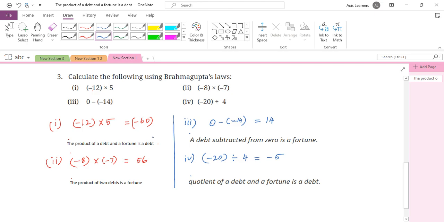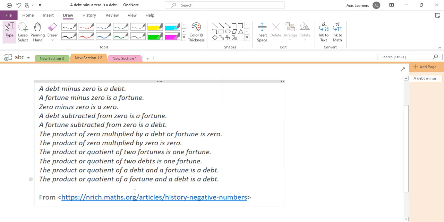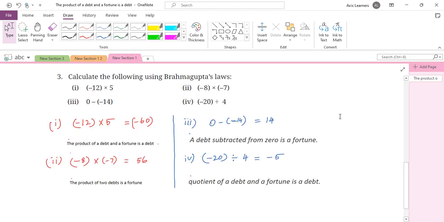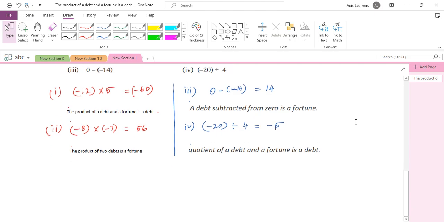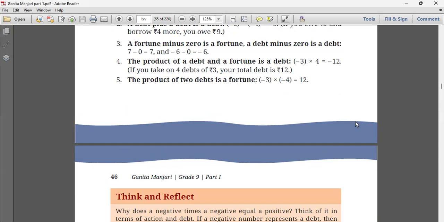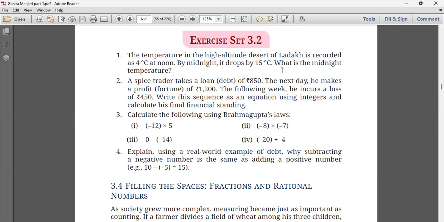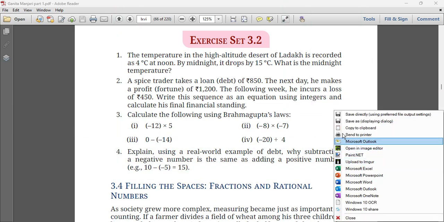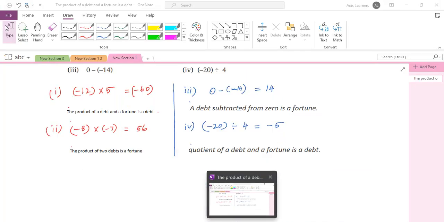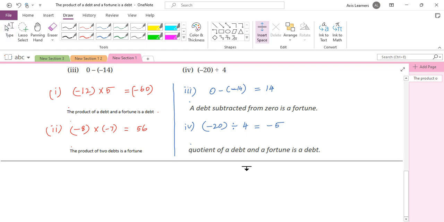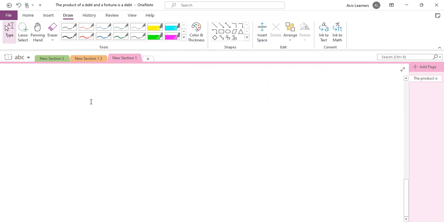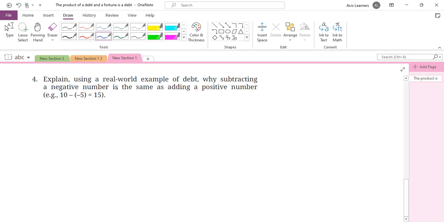Okay, so you can also find the law in this link. Next question. Fourth one: explain using a real world example of debt why subtracting a negative number is the same as adding the positive number. For example, 10 minus minus 5 equals 15.